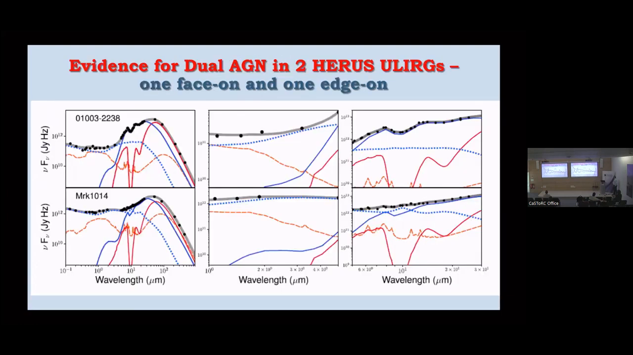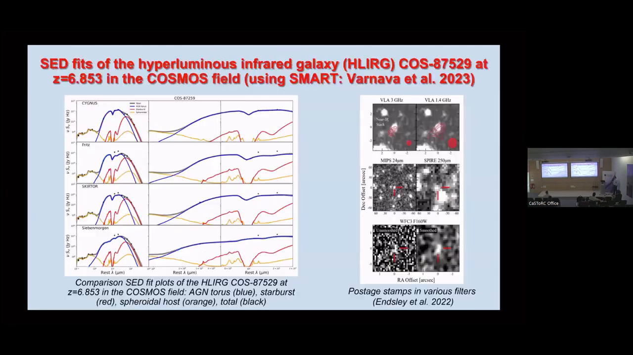These are 2 examples of galaxies where we found evidence that we have 2 AGN tori. One we observe edge on, one we observe face on. The dotted line represents a quasar, basically, observed face on, and the solid blue line corresponds to an obscured AGN.